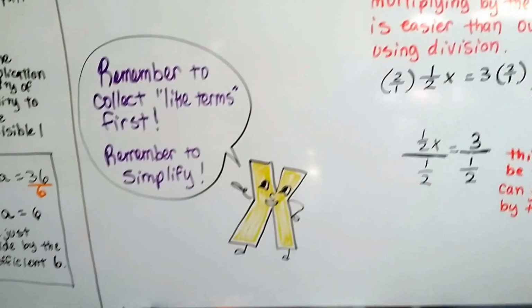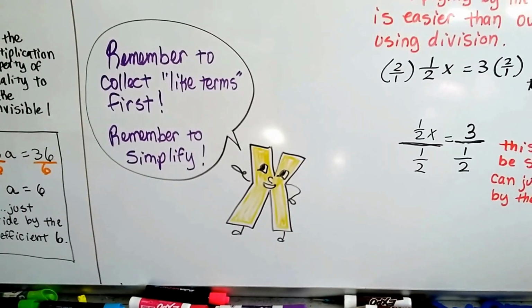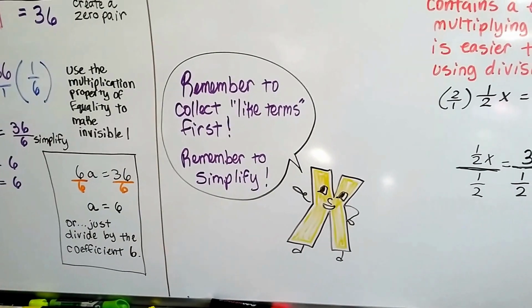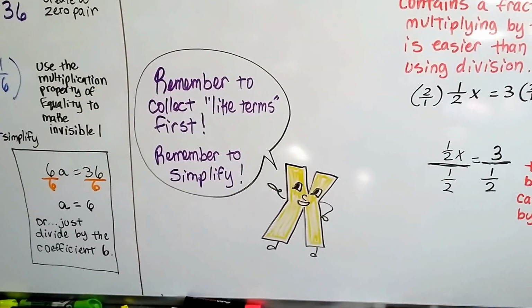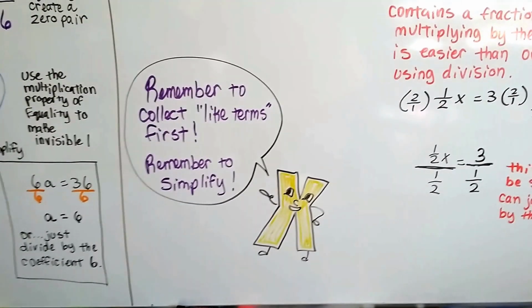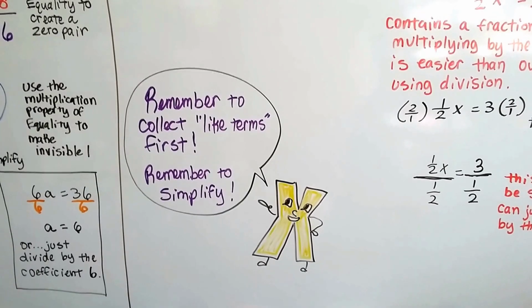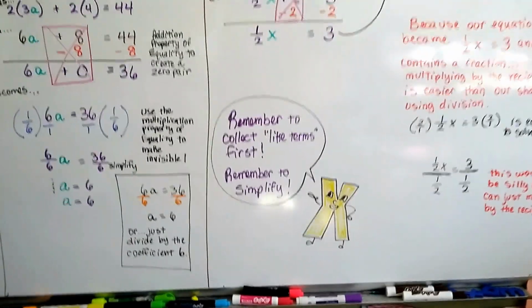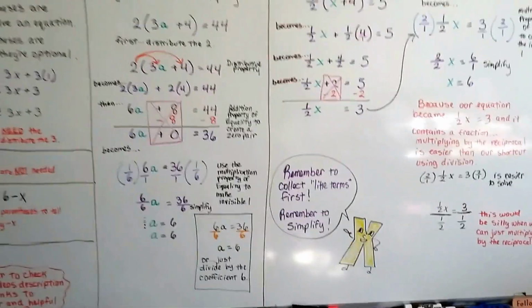So remember to collect like terms first, and remember to simplify, because even though you may have the right answer, it'll be marked wrong because you forgot to simplify. And it'll be something silly like you knew what the answer was, and it still got marked wrong because you forgot, okay? So just remember to keep simplifying at the very, very end, all right?